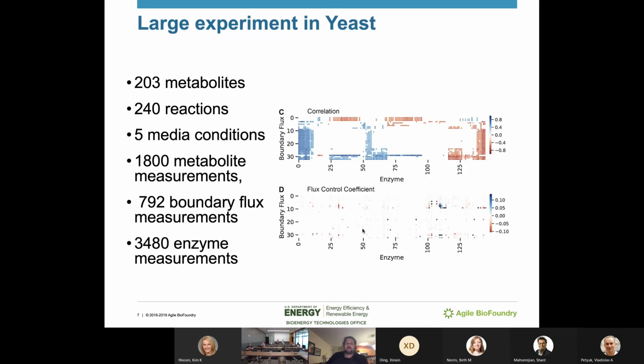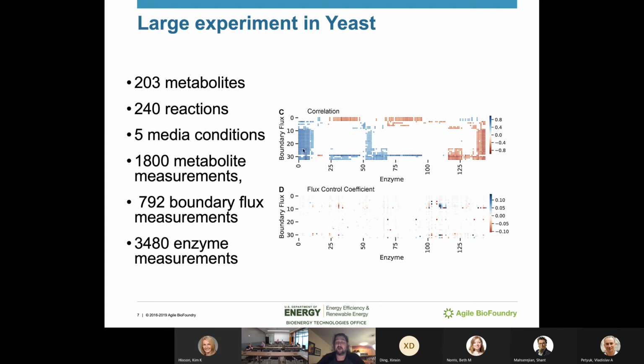Okay, so what is the advantage of this? Why couldn't we just do a correlation analysis between enzyme concentrations and our metabolite concentrations, or between our rates? We can just take our bioproduct rate and see how well that correlates with enzyme activity. Presumably the enzyme activities that are most correlated are the ones we should be adjusting. What you see here is a correlation plot between enzyme concentrations and all the boundary fluxes of this yeast model. And you see many different candidates.